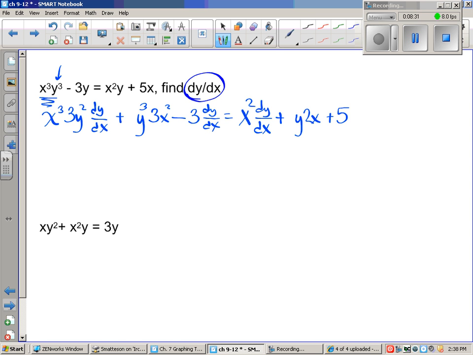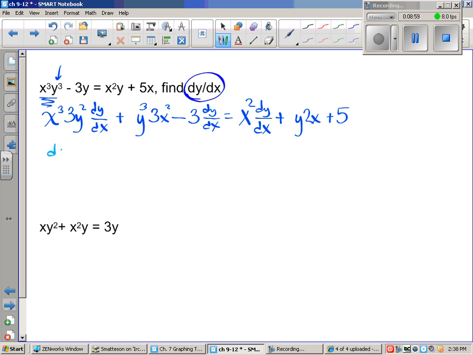Now, to neaten this up, you want to basically get your dy/dx's all together. You want to get all of them either just to the left or just to the right. You want to order things a little bit nicer. So here's how I'm going to do this. I typically will bring everything to the left-hand side. I will bring all the dy/dx's to the left, and everything that doesn't have a dy/dx will go to the right.